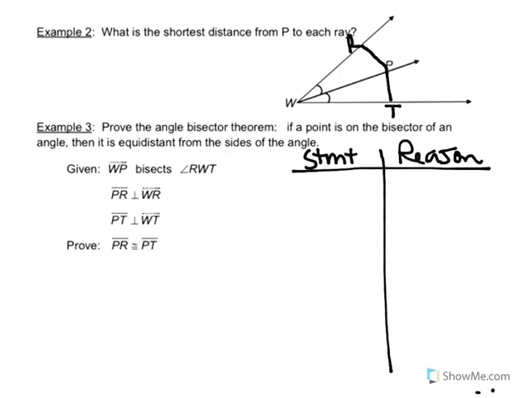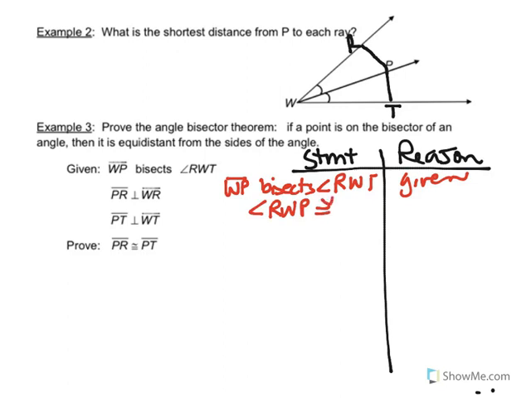Okay, let's start with our given. WP bisects angle RWT. That's given. So we know that angle RWP is congruent with angle TWP, and that would be definition of angle bisector.